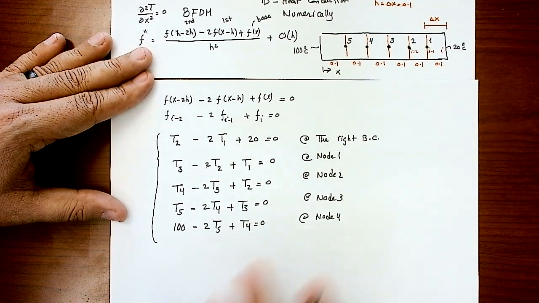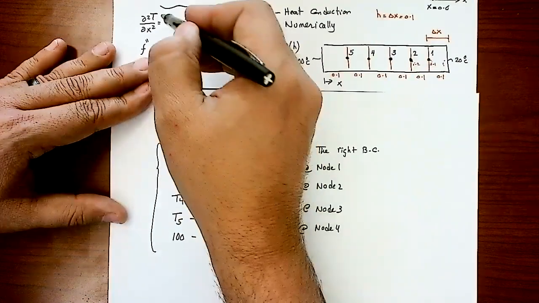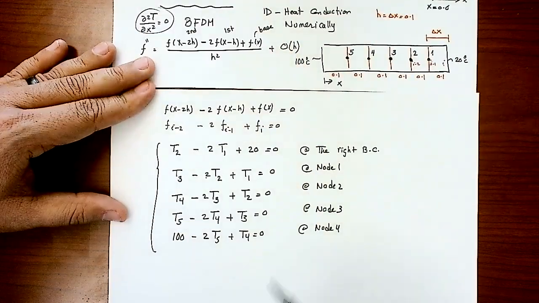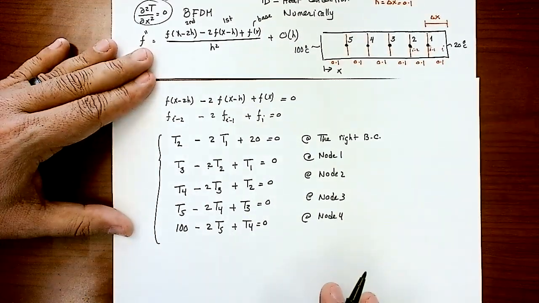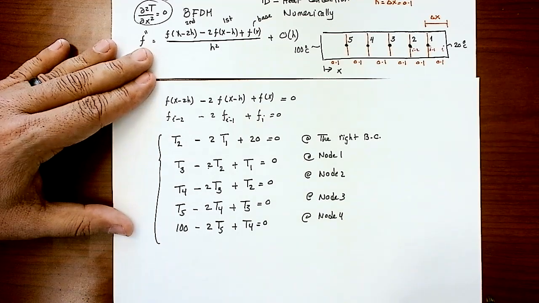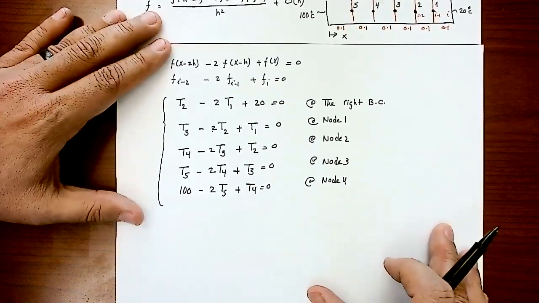Now, this is what we call the discretization. This is how I converted the second order homogeneous differential equation into a system of linear equations. I can solve these equations very easily. There are many ways you can solve this equation. The simplest one is to use the matrix way. So let's construct the matrix.